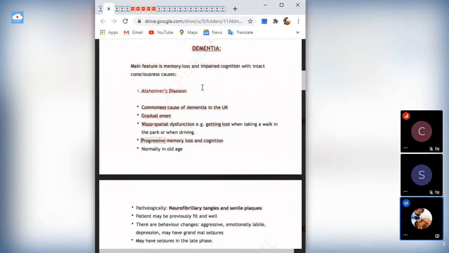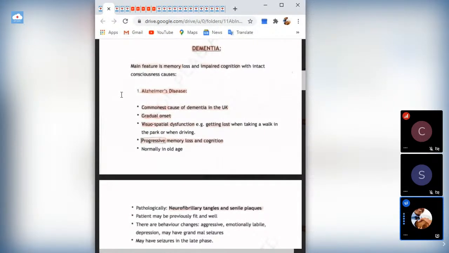So it's a spectrum of disease, and eventually it gets to the end stage, where this patient doesn't even remember anybody, doesn't recognize faces, remembers no family members, and has both long-term and short-term memory loss.